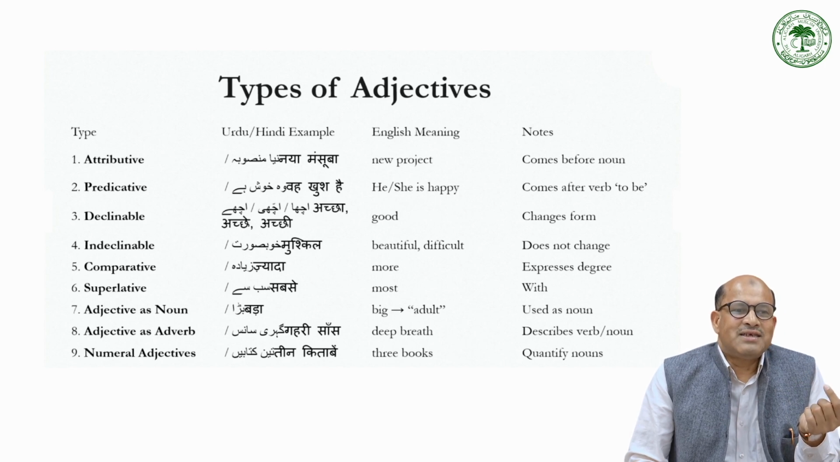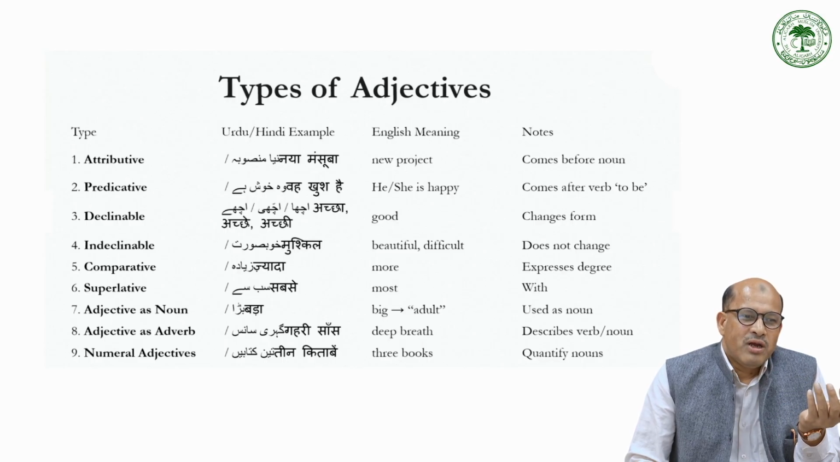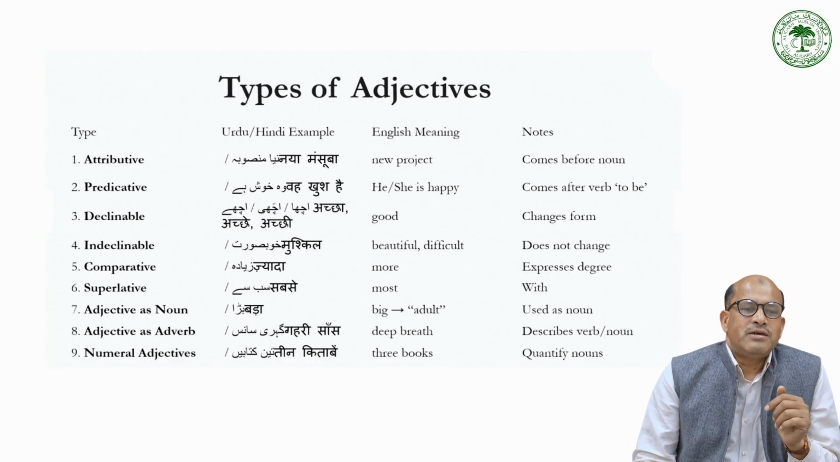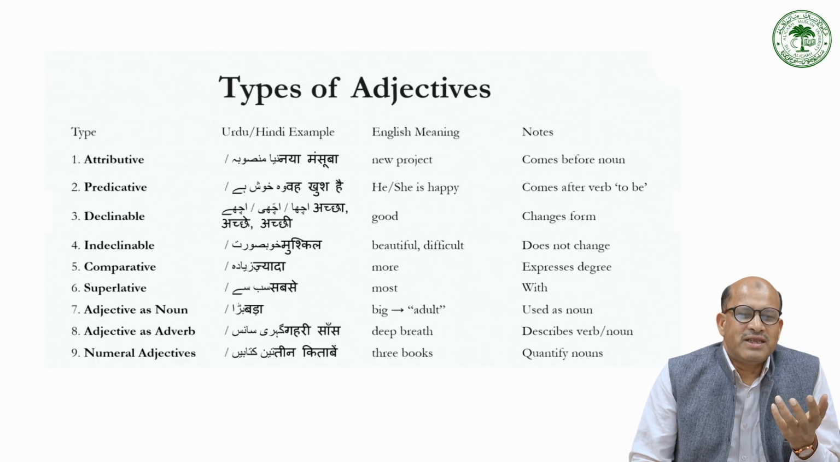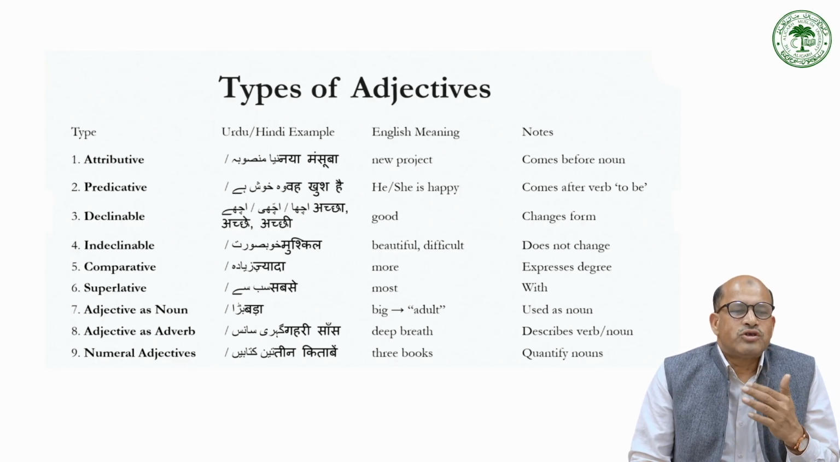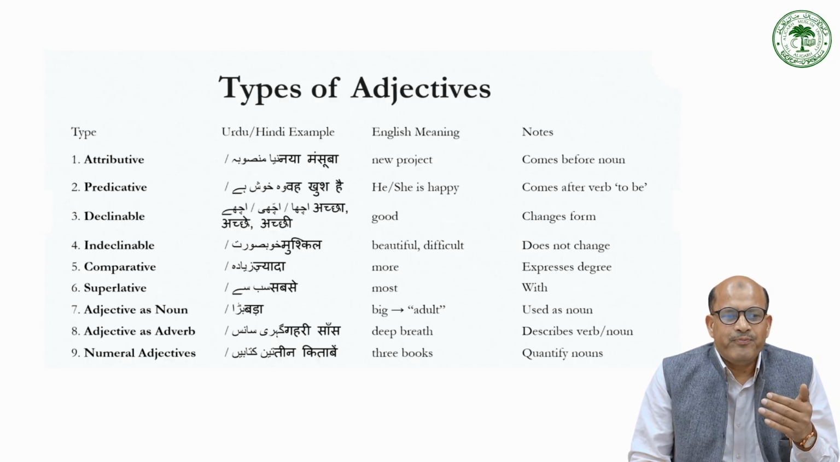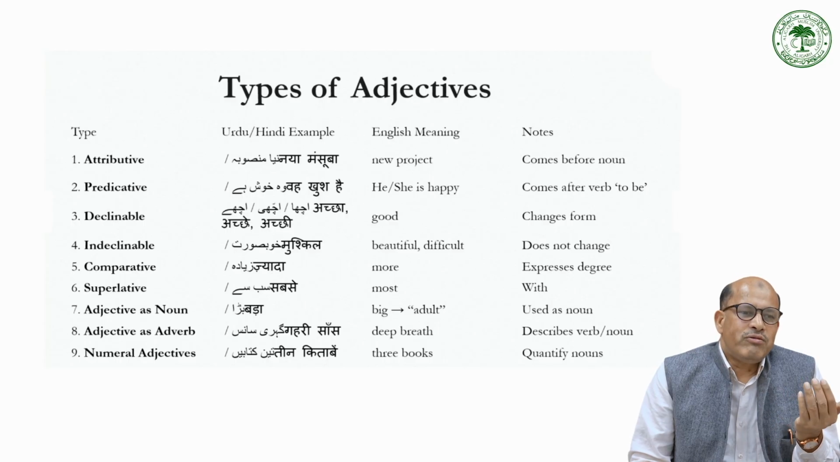Declinable: अच्छा, अच्छी, अच्छे, good, changes the form depending upon the noun they modify. Indeclinable, like खूबसूरत, लाल, does not change for the noun they modify. We also use comparative that we'll be learning in a moment. Zyada for comparative, like more than. In English we always use better than: good, better, best. So better is comparative here. So in Hindi Urdu we use zyada. Superlative, like best, in Hindi Urdu we use sabse. And adjective as a noun we use bada.